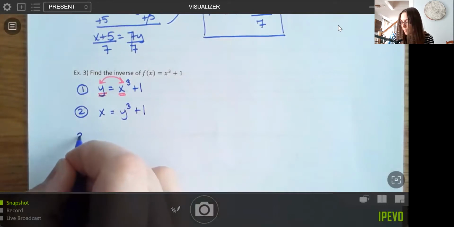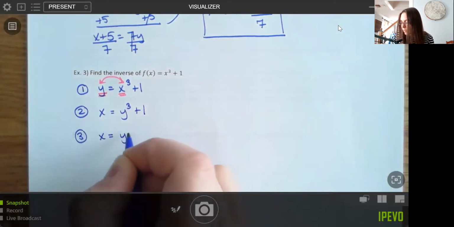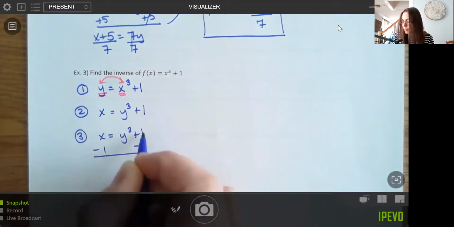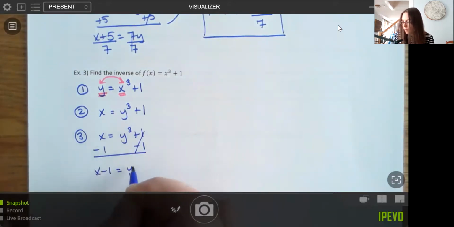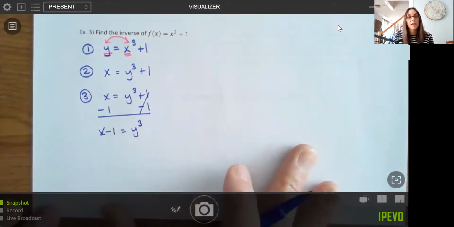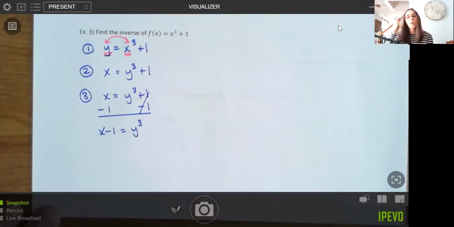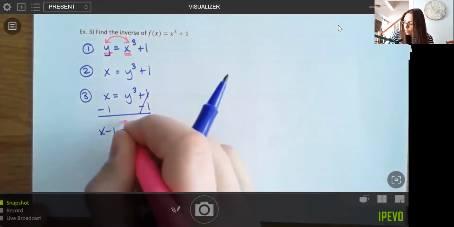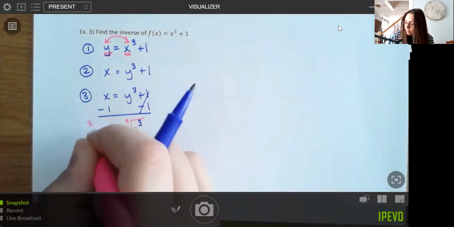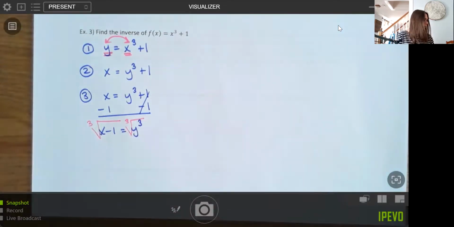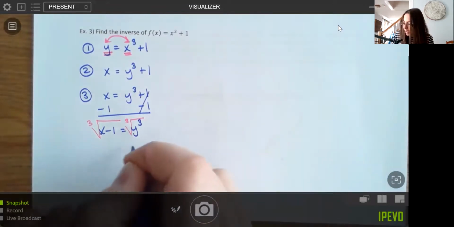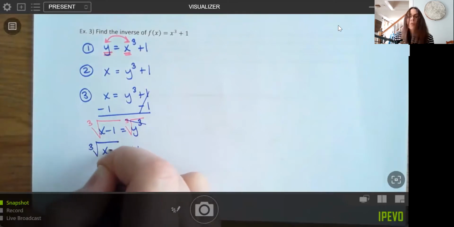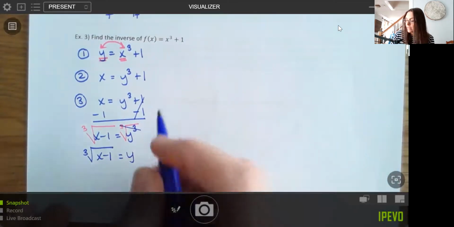And now your third step is we're going to go ahead and we're going to solve for y. So you want to get the y part by itself. I'm going to start by subtracting 1 from both sides. Now I have a y cubed. The opposite of a cube is a cube root. So what I can do here next is I can take that cube root of both sides. And I have y equals the cube root of x minus 1. Now this is a function.